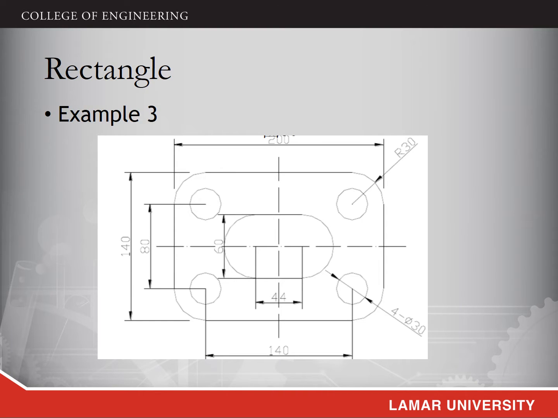In the third example, I will show you how to use the rectangle command to complete this figure. Actually, in this figure, you can find out that the corners of the two rectangles inside and outside are all smoothed with the arcs. So we will introduce the fillet option to complete the drawing.